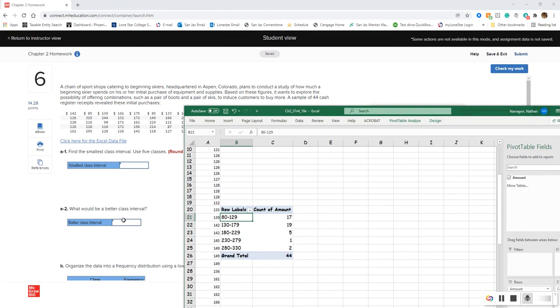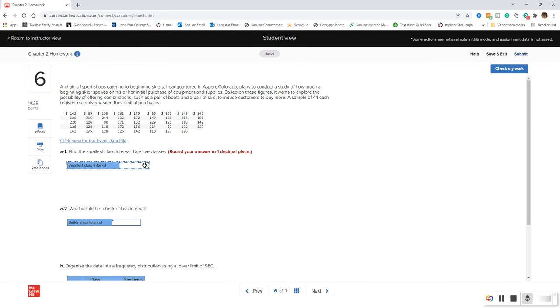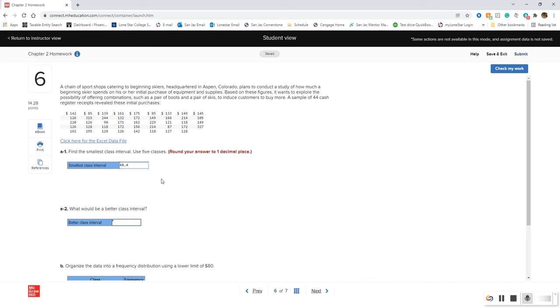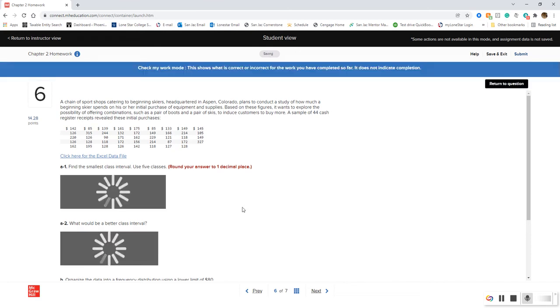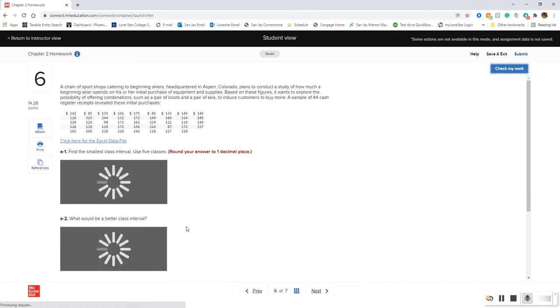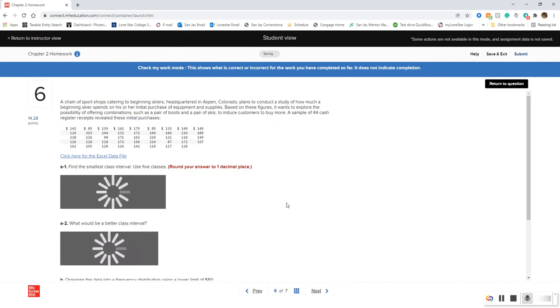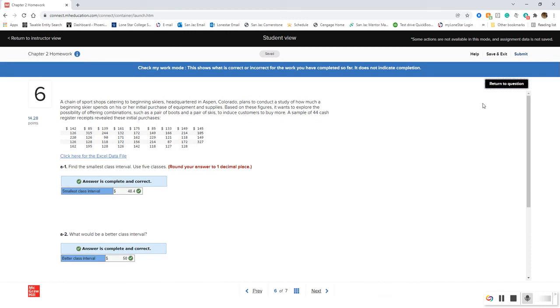Alright. So smallest class interval. Let's see. What we had was 48.4. Okay, so that's what they're looking at. We're going to try and say 50, see if that's what Connect will like. There it goes.